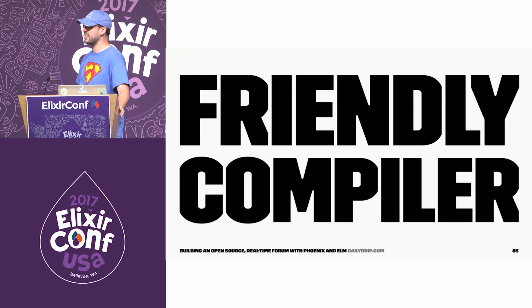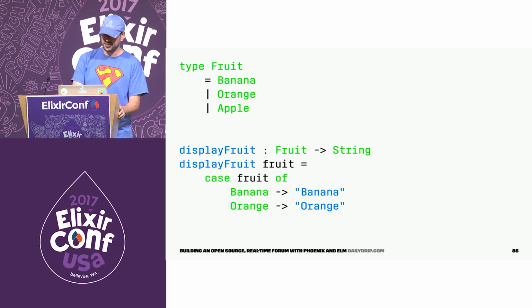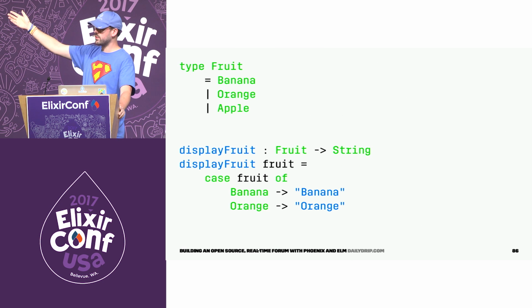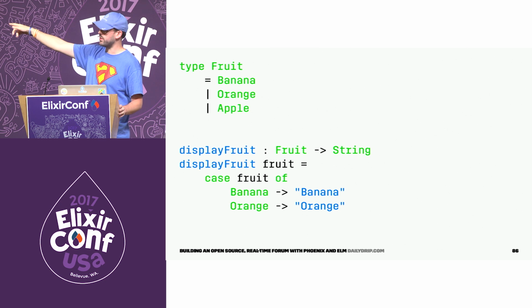It's strongly typed. It has a Hindley-Milner type system, so again, Haskell-y. But it's coupled with an unbelievably friendly compiler, the nicest compiler I've ever used. Here's an example. This is called a union type. So we have the type fruit. If you're a fruit, you can be a banana, an orange, or an apple. That's the only things that are fruits. So we have a function here that can display a fruit. It'll turn a fruit into a string.